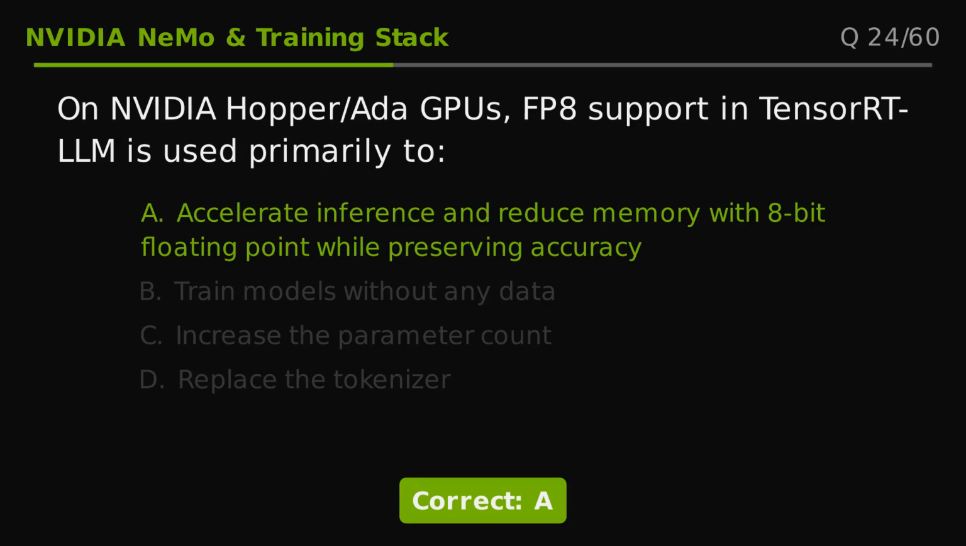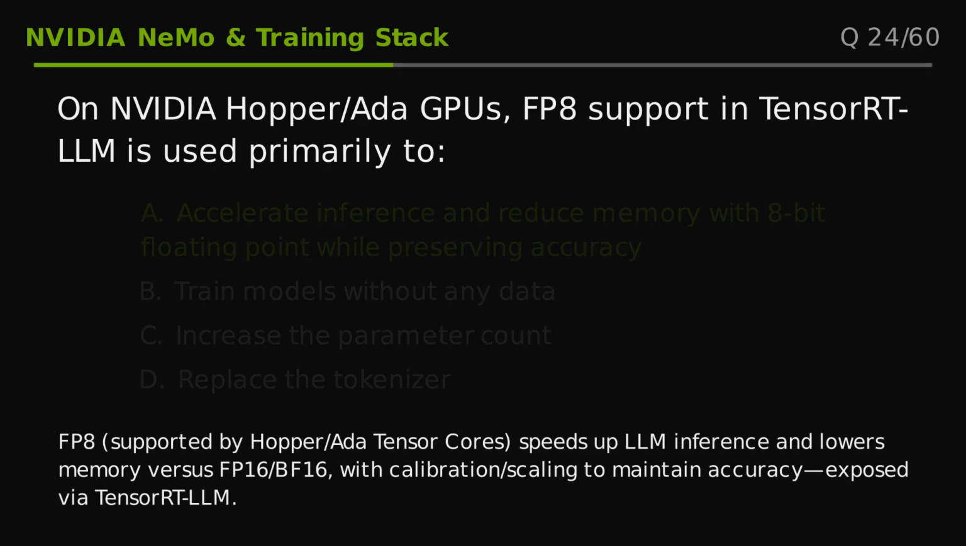The correct answer is A. FP8, supported by NVIDIA Hopper TensorRT, speeds up inference and lowers memory versus FP16, with calibration and scaling to maintain accuracy, exposed via TensorRT.